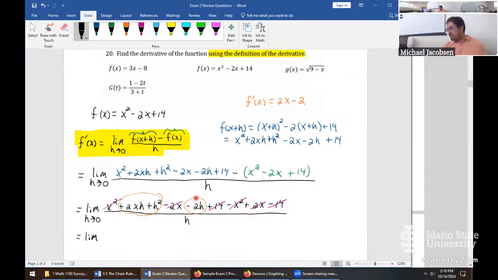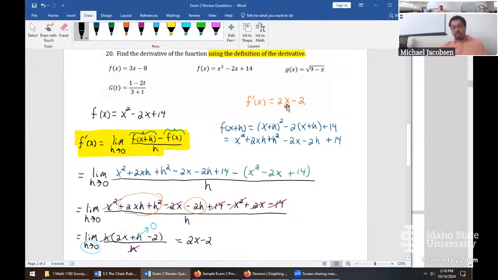Now it's the limit as h goes to 0. And in the numerator, every single surviving term involves h, so we can factor it out, leaving 2x plus h minus 2. Down below is just h, so that's the next cancellation. Next thing we do is take the limit as h goes to 0. That makes that part go to 0. And we're left with just a 2x from here, minus 2.